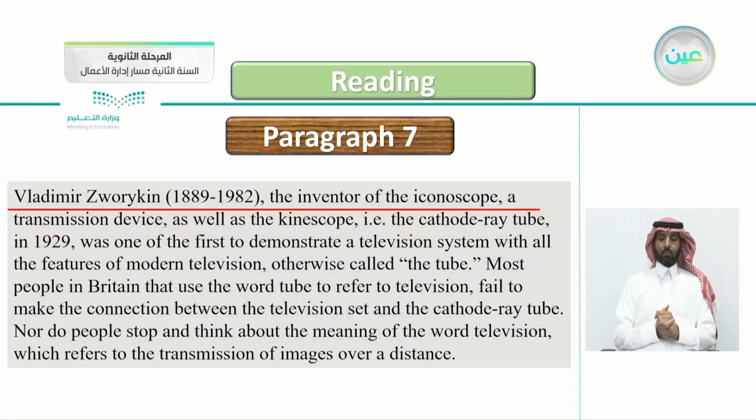What about paragraph number 7? Also, it's the first sentence. Vladimir Zworykin is the first inventor of the iconoscope, a transmission device, as well as the kinescope. Again, it's the first sentence here. Vladimir Zworykin, he's the inventor of the iconoscope, a transmission device, as well as the kinescope.